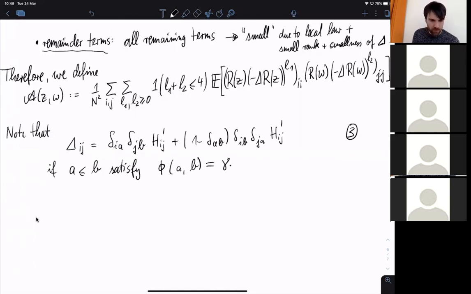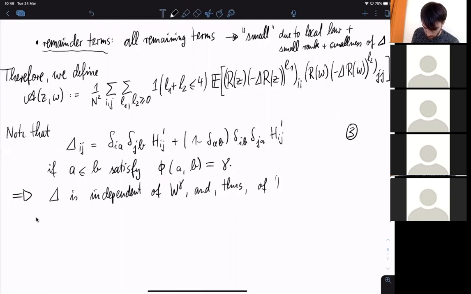But that has the following consequence, namely it means that the delta is independent of W gamma, because it just has one entry, and this entry was precisely set to 0 for the W gamma, and therefore it's also independent of the resolvent, and thus of the resolvent at whatever entry, whatever Z.